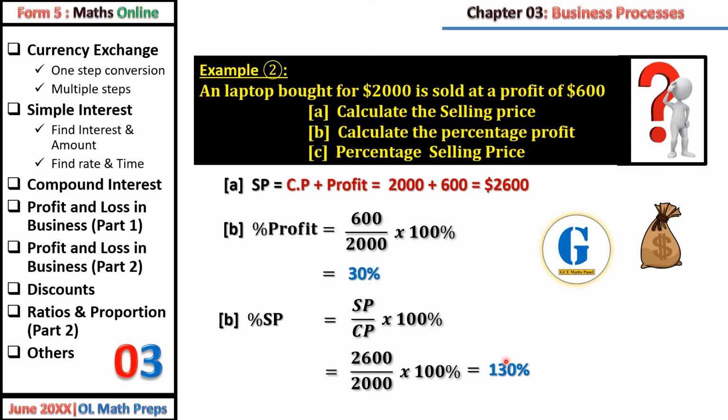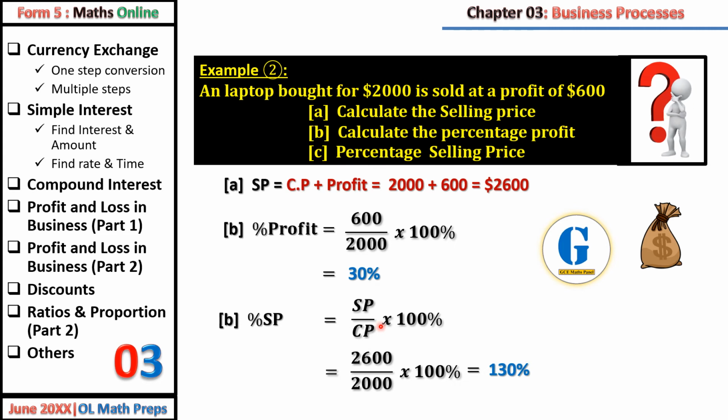Here you should note that whenever you make a profit or a gain, the percentage selling price will be more than 100. If you make a loss, then the percentage selling price is less than 100. If the cost price is equal to the selling price, then the percentage selling price is 100. Okay, so selling price is greater than 100% when you make a profit and less than 100% when you make a loss.